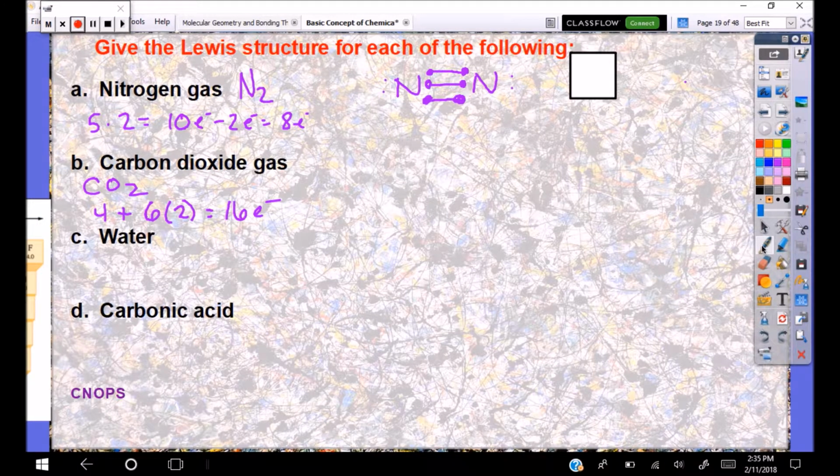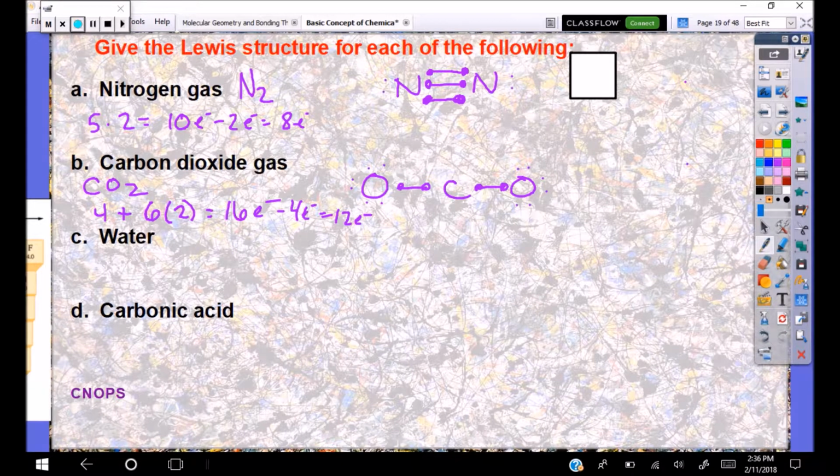So let's place carbon in the center. Let's connect it to each of the oxygens. I like to draw dots at the end of my lines. You don't have to draw the dots at the end of your lines, but it helps me to count. I've used 4 electrons, so I've got 12 left. So let's place them. I want to make each of my oxygens happy first. We work on the outside and then go in. All right. Those are my 12.